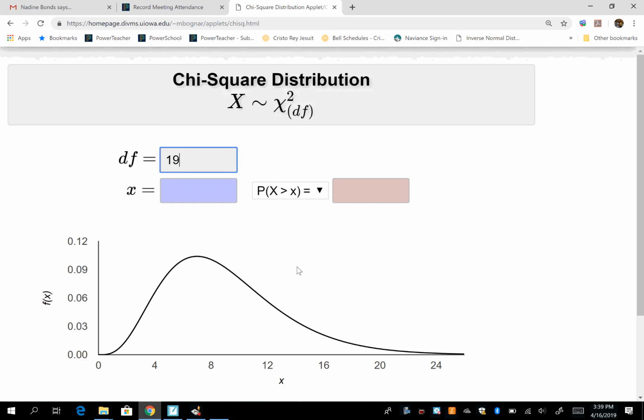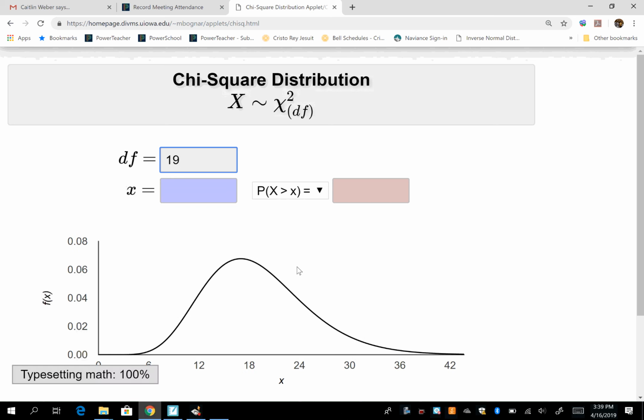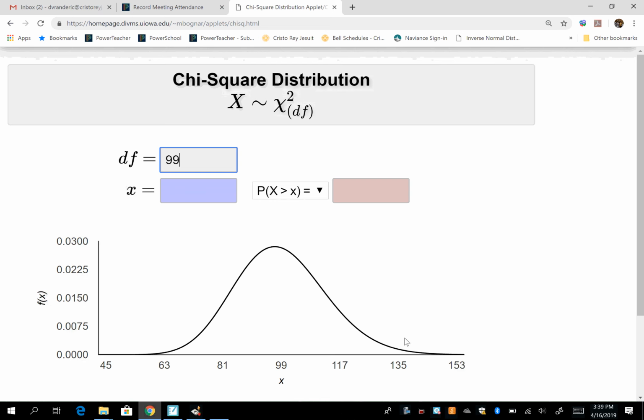Let's do another. Let's try 19 degrees of freedom. What is it making it? It's making it more normal. All right, so every time you do this, you're going to make it more and more normal. Look at that, almost looks normal. I mean, it doesn't, right? But it's closer. Jacob? Yes, infinity. But we'll never get there.